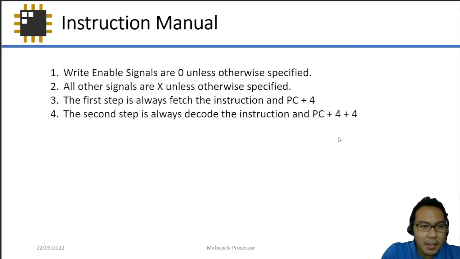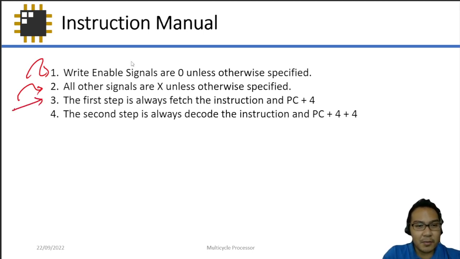Well, refer to this instruction manual. Write enable signals are 0 unless otherwise specified. Okay, this is more a manual on how to listen to the following part of the lecture. All other signals are X unless otherwise specified. The first step is always to fetch the instruction and PC plus 4. So in the first cycle of any instruction, you fetch the instruction and you do PC plus 4.